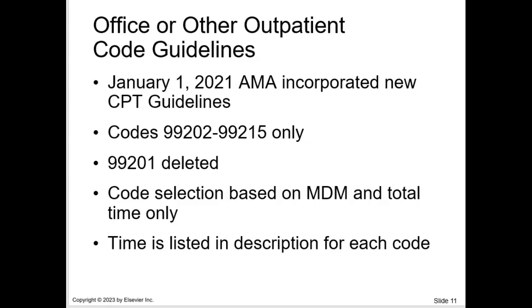With this, on January 1st, 2021, the AMA incorporated new CPT guidelines. Codes 99202 through 99215. This only was for them. 99201 was deleted. Code selection was based on medical decision making. This has been great, and I'm sure as we get into this, you're all going to like this a lot. And then time is listed in the description for each code, which is going to be easier for you to decide what level to use.